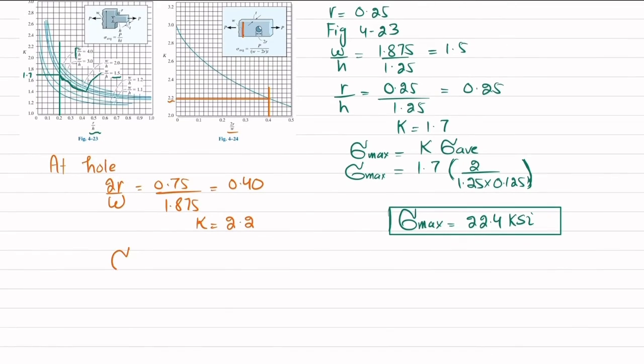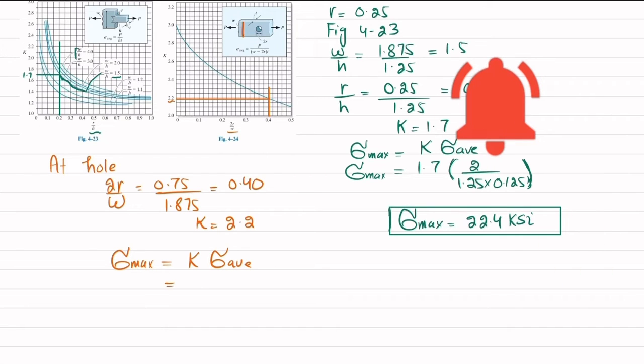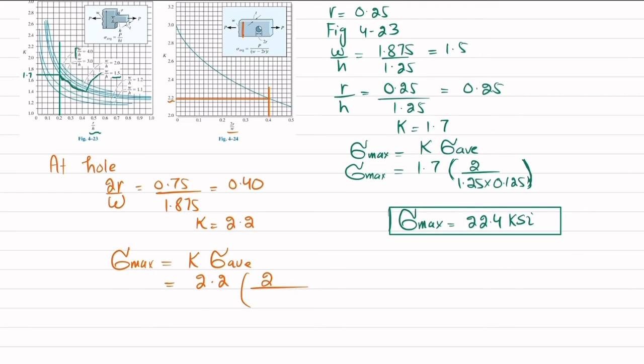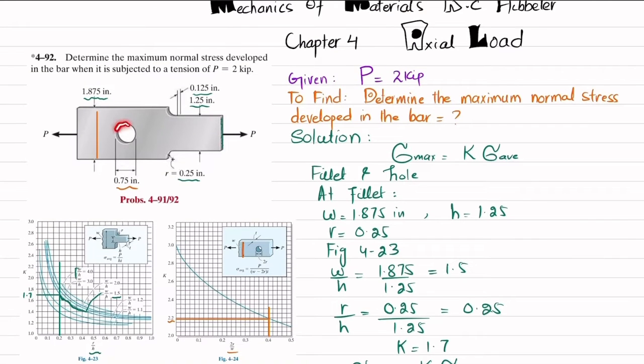Now we'll find the maximum stress for this hole, that is equal to K into sigma average. So K is 2.2 and sigma average is load divided by area. So load is 2 KSI divided by area. So you can see there is a hole. So this hole is not offering any force.